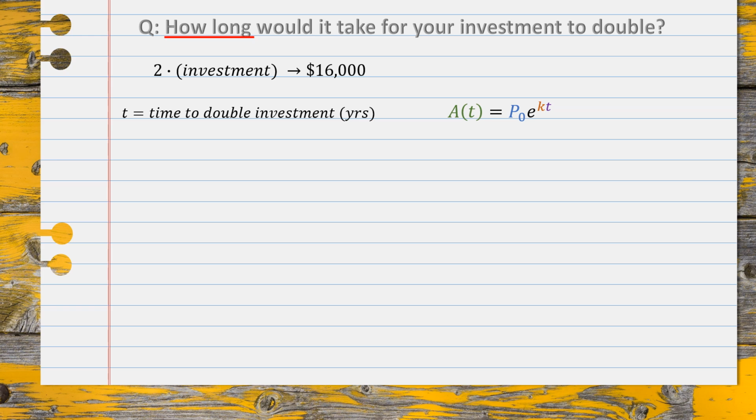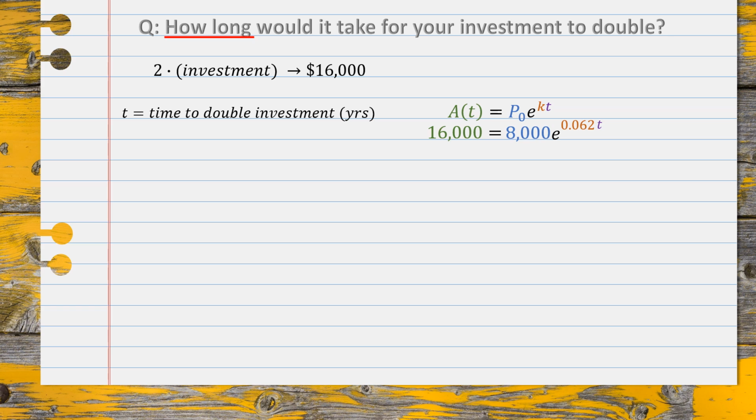Well, A of t means the end amount, and for it to double, that means it would be 16,000. Your P naught is your initial investment, which we invested $8,000. Again, we keep the e. Our k was our growth rate or interest rate, which was 6.2%, but it has to be in decimal form. But this time, we don't know the time because that's what we're trying to find. So t remains as a power. Now this is our equation.